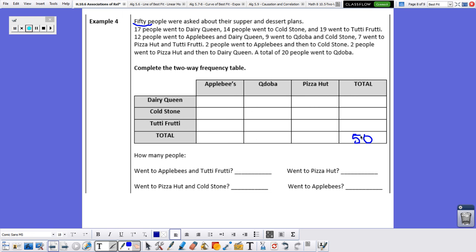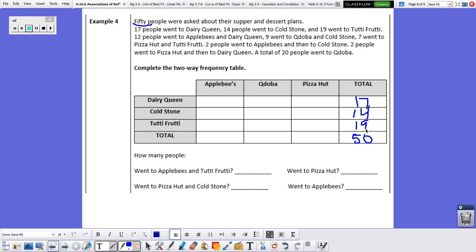We're going to keep reading. 17 people went to Dairy Queen. So we're going to go to Dairy Queen. It doesn't say if they went to Applebee's, Qdoba, or Pizza Hut first. So that's a total. 17. 14 went to Cold Stone. Okay, so if 14 people went to Cold Stone, now that's not saying they went to Dairy Queen and Cold Stone or anything like that. So that's another total. 14 in the Cold Stone row. 19 went to Tutti Frutti, so that's 19. That's a total in the Tutti Frutti row.